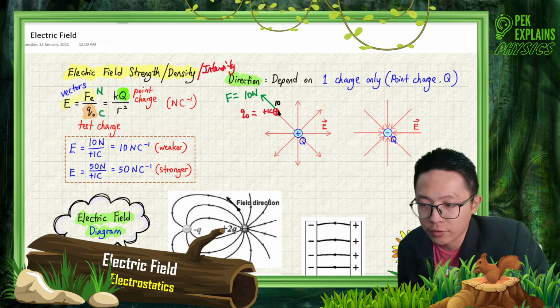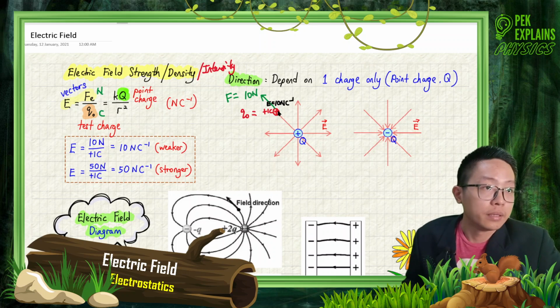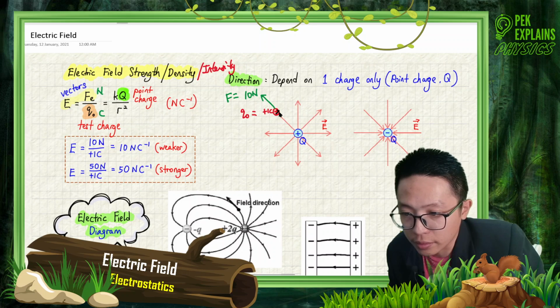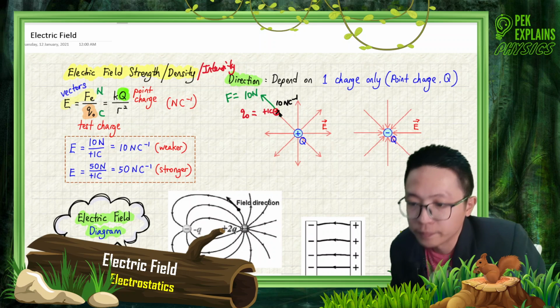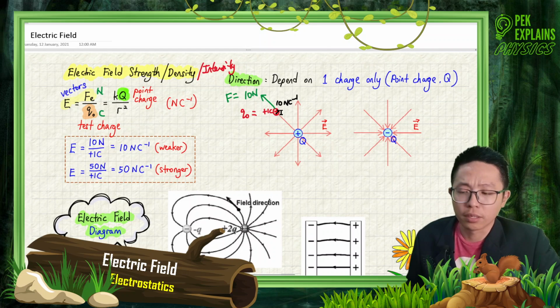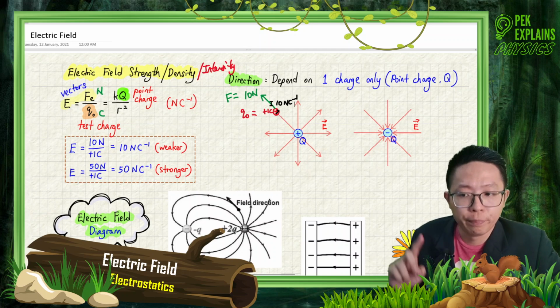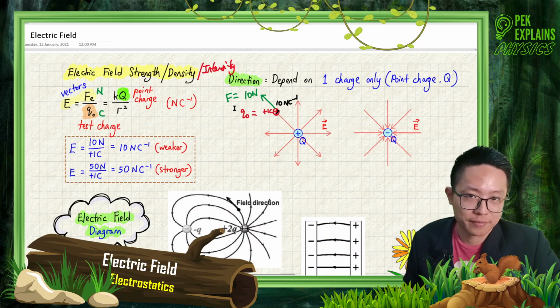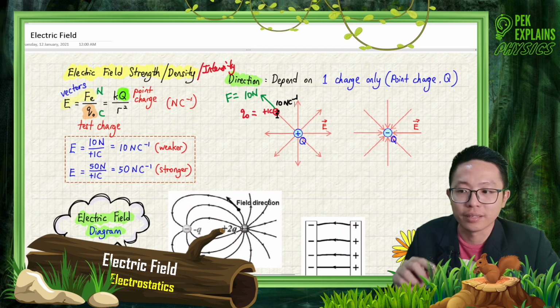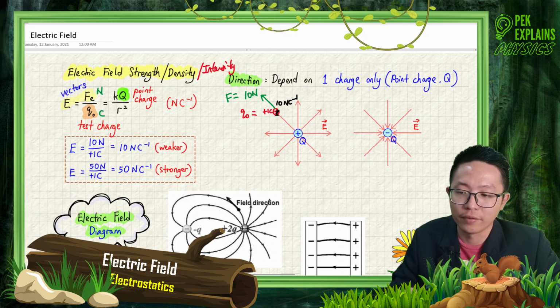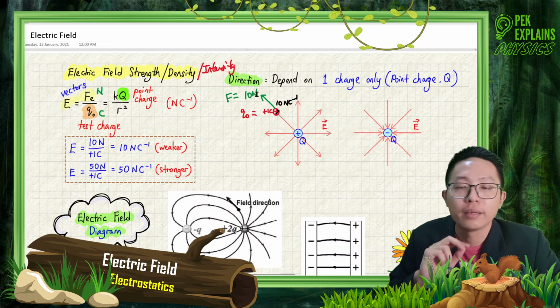If the electric field strength here is 10 Newton per coulomb, I should write. If the electric field strength over here is 10 Newton per coulomb, that means if I have a positive 1 coulomb over here, it will be pushed by 10 Newton force. So this is the strength of the field over here. If I have 1 coulomb here, it is pushed by 10 Newton.